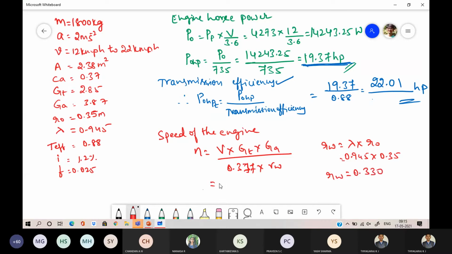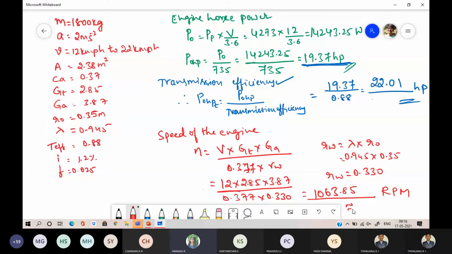Now speed is initial speed 12 into GT 2.85, GA 3.87, divided by 0.377 into RW 0.330. Calculate the RPM. How much RPM are you going to get? 12 into 2.85 into 3.87, that is 1063.85, so about 1064 RPM. So this will be the speed of the engine.